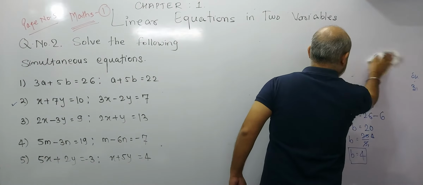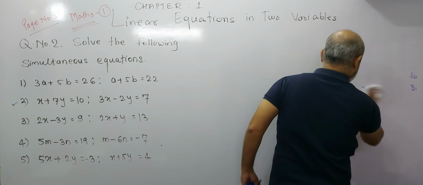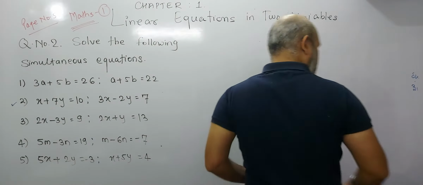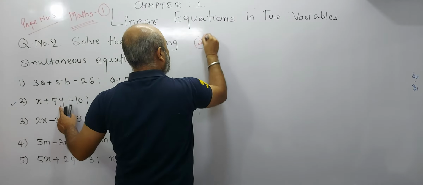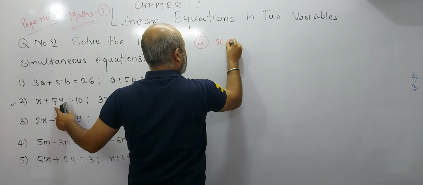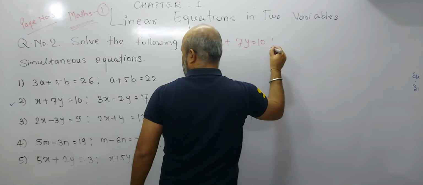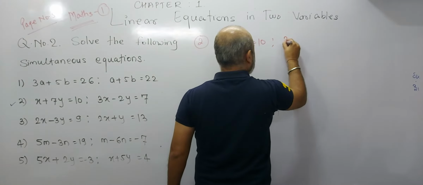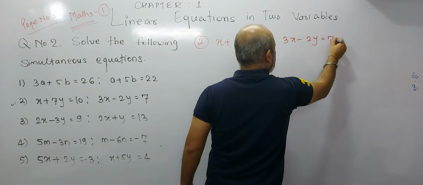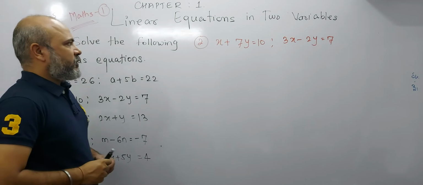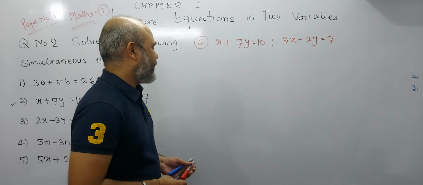Now we will deal with the second equation. And the second equation is, x plus 7y is equal to 10, and second equation, that is 3x minus 2y is equal to 7. Okay. So this is our second equation. x plus 7y is equal to 10 and 3x minus 2y is equal to 7.